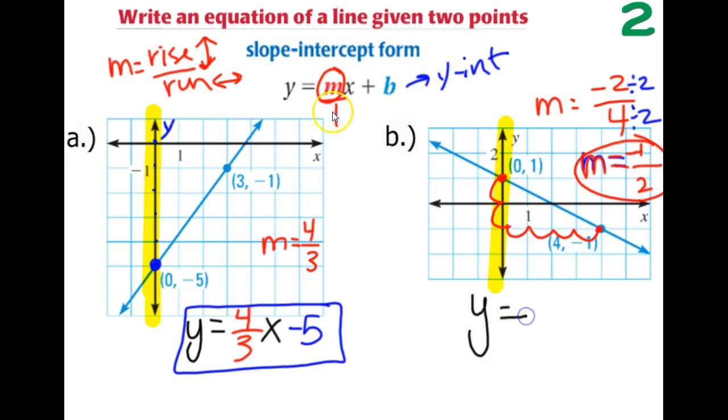So starting to write our equation, y equals m, which is our slope, negative 1 over 2, x, and then plus or minus b. And here is where our blue line crosses our y-axis. We cross at a positive 1, so plus 1.